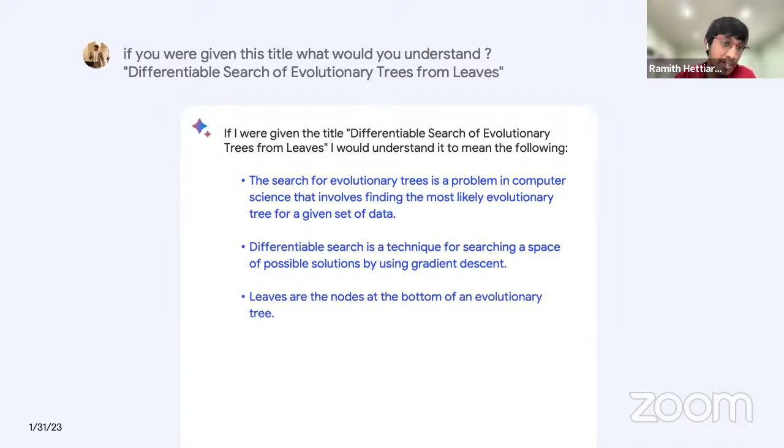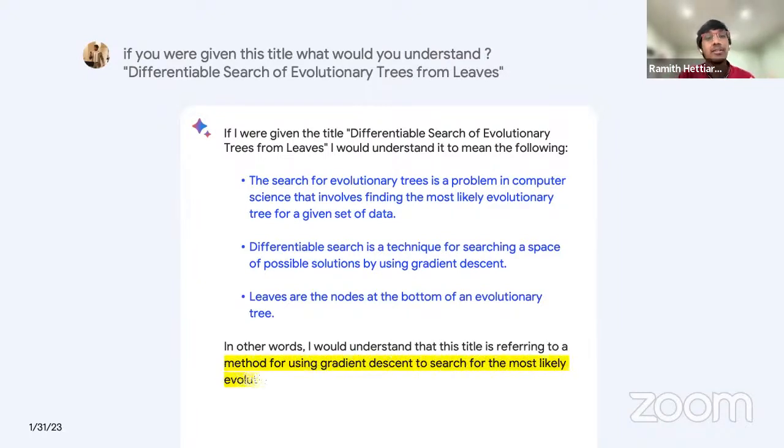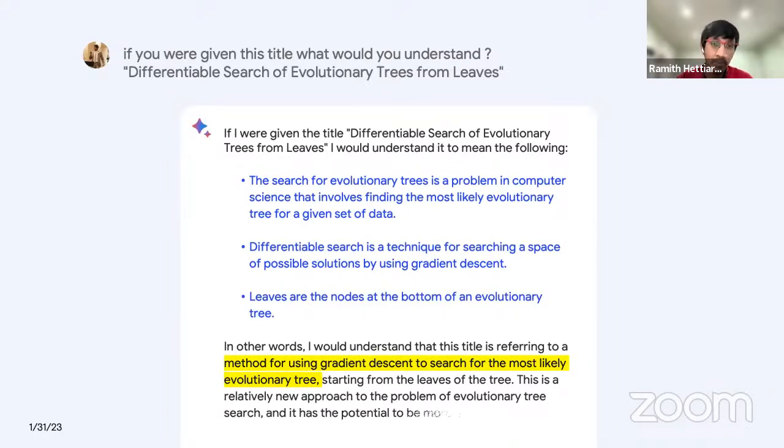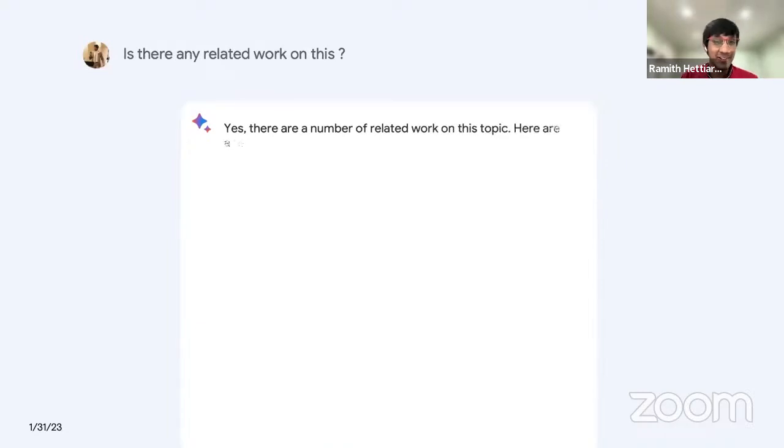So we all know that leaves are at the bottom of an evolutionary tree. In other words, this title means that we are using gradient descent to search for evolutionary trees. Then I wondered whether, in the past 8 months, the work I've been doing has already been done by someone. So I asked whether there's any related work on this. Then, to my surprise, it showed several examples.